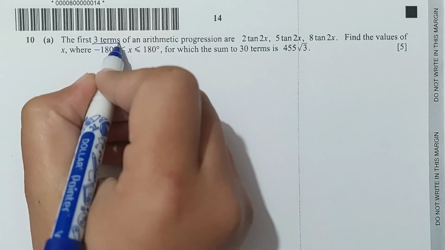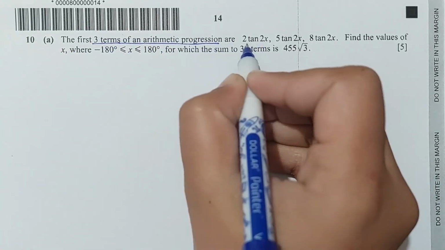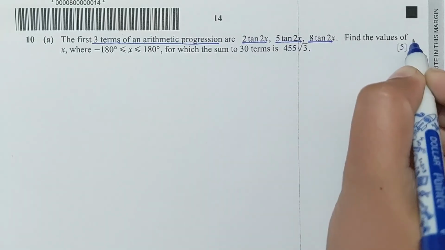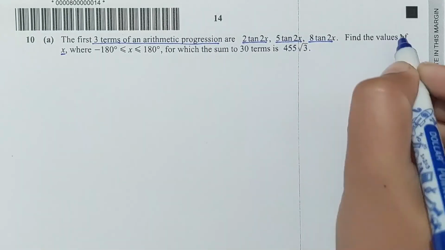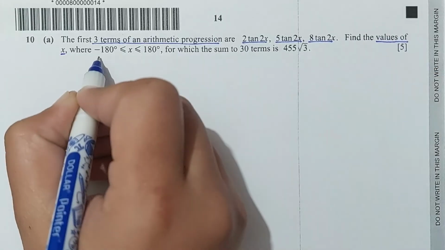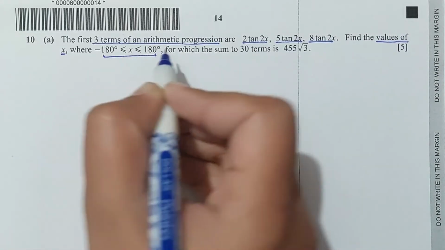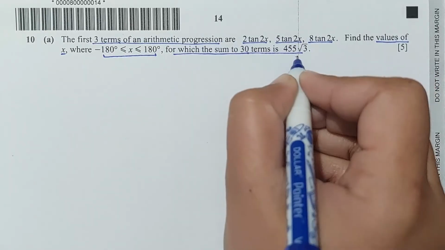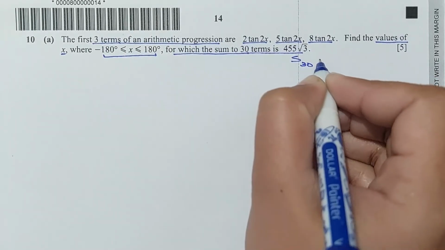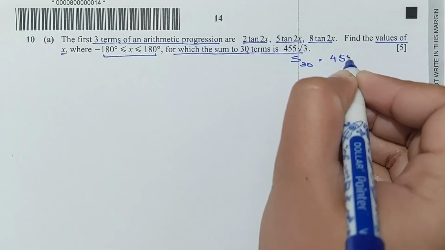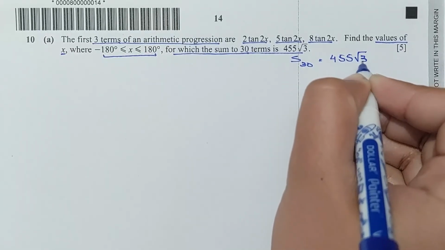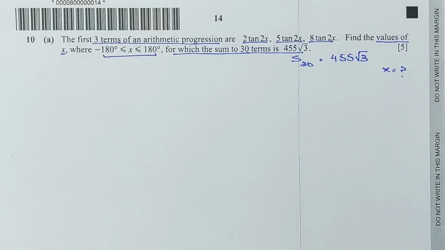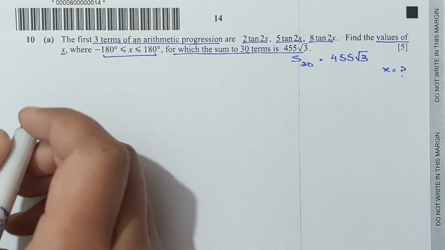Question number 10, part A. The first three terms in the arithmetic progression are the first term, second term, and third term. Find the values of x. We have to find the values of x between minus 180 and plus 180, for which the sum to 30 terms, S30, equals 455 root 3. What is x? It can be more than one value.